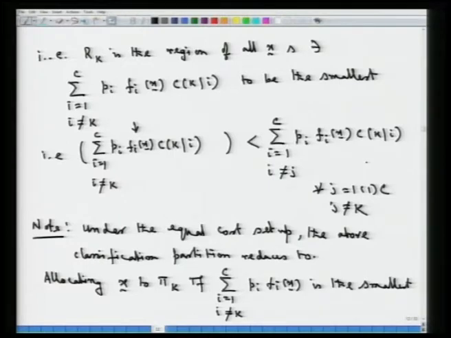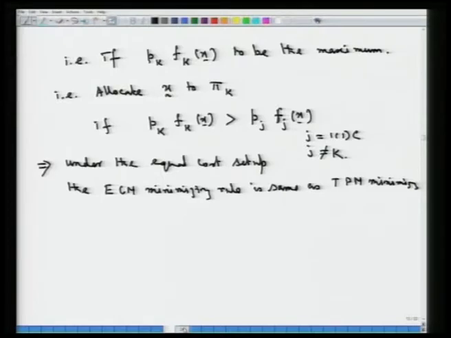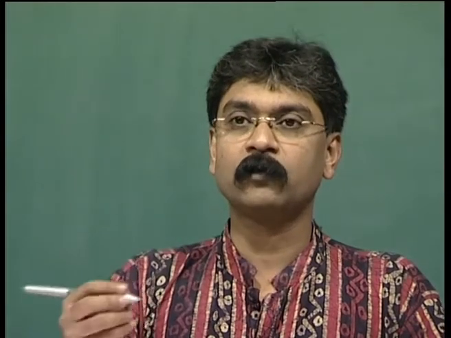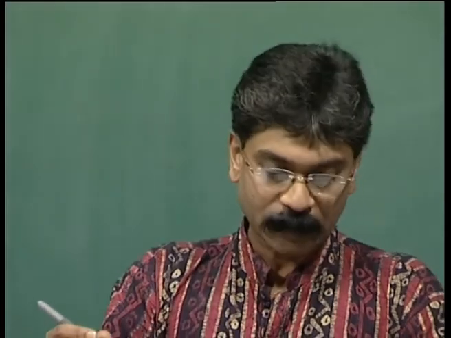And then we had seen, under a small note, that under the equal cost setup, if we assume that the costs of misclassification quantities are all equal, then naturally one is going to get the rule which is the total probability of misclassification minimizing rule, and that is what we had seen in the last lecture. So in this lecture, what first we are going to look at is an example of the type of theory that we had developed in the last lecture, and then we will also talk about other popular types of classification functions. Let us first then look at this example.